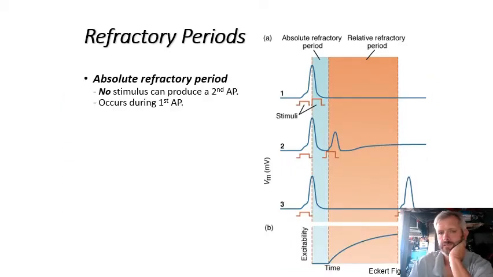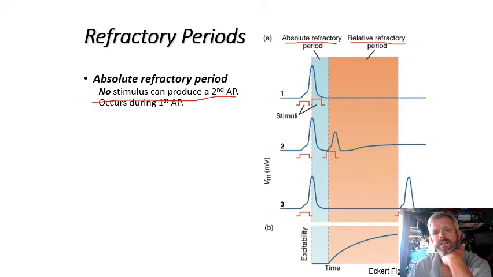So what is a refractory period? There are two refractory periods, one called absolute and one called relative. This affects whether we can have an action potential or not, or whether we may need something different for an action potential to take place in the relative. In the absolute refractory period, no second stimulus can produce a second action potential.